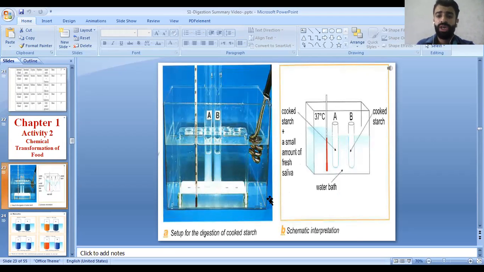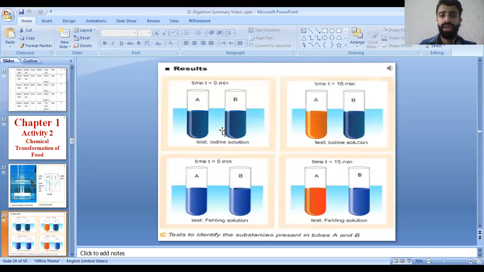It works on starch. So, digestion in tubes A and B: at time equals 0 minutes, the iodine test gives a positive result, dark blue. After 15 minutes, tube B remains dark blue, meaning that it still has starch, while in tube A there is no dark blue. The starch is transformed into another substance.